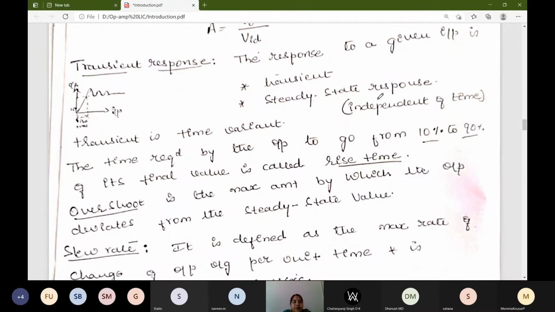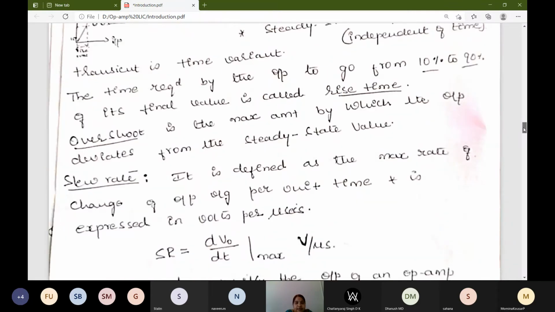So here the time required by the output to go from 10 to 90% of its final value is called rise time. Some definitions we have. What is rise time? Then we have what is overshoot. It is the maximum amount by which the output deviates from the steady state value.